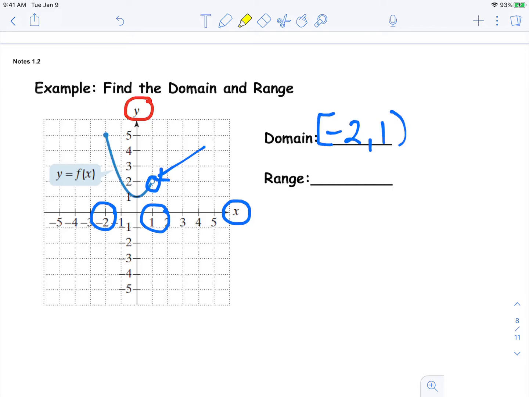All right, I'm going to delete out those yellow lines and move on to the range, the y values. So we create our horizontal line, the lowest it goes and the highest it goes. So the lowest it goes on the y-axis is 1 and the highest is 5.